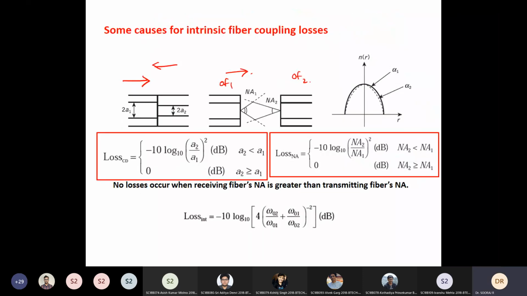So you'll have to ensure that the numerical aperture is the same. You'll have to ensure that the core diameter is also the same. You'll also have to ensure that the refractive index profiles are the same.